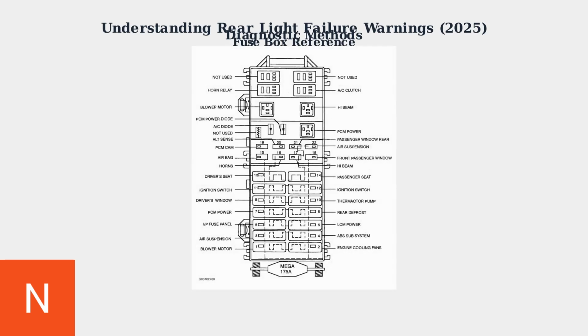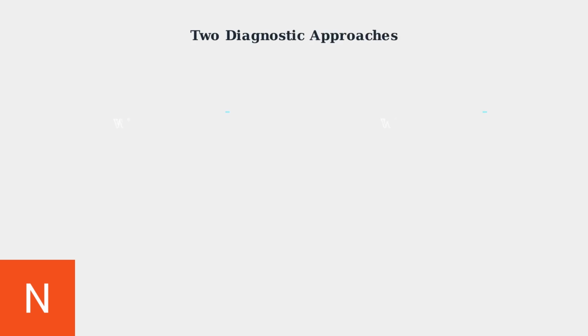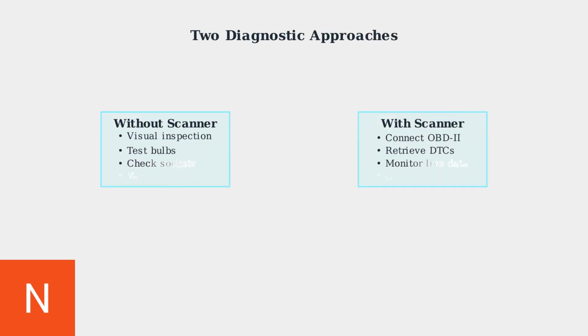Understanding your vehicle's fuse box layout is crucial for effective diagnosis. Always check the relevant lighting fuses as part of your troubleshooting process, as blown fuses are often the simplest cause of rear light warnings. There are two main approaches to fixing rear light failure warnings. You can diagnose the problem manually without special equipment, or use a diagnostic scanner for more precise troubleshooting.